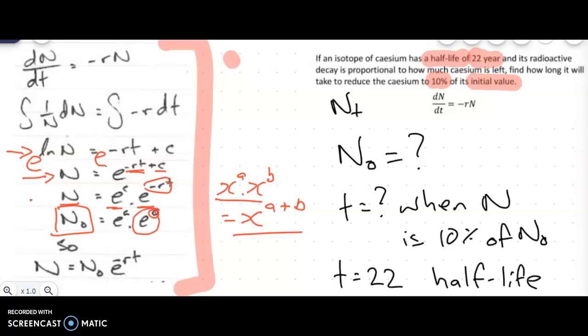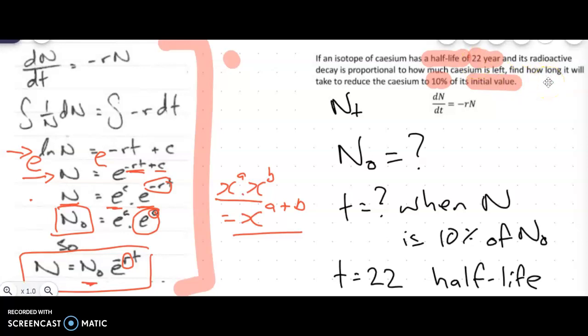E to the power of 0 is 1. So 1 times e to the power of c equals the initial value. So that's why now we've replaced e to the power of c with that. So now we have an equation in terms of the initial value and in terms of this rate of decay. So we don't know any of that yet. Okay.